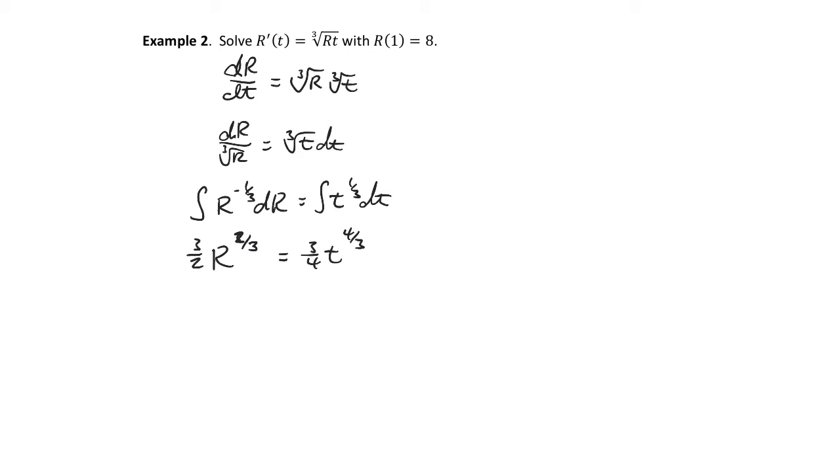Again, do not solve for r now, put your constant in. You can figure out what the constant is now, or you can solve for r now. I prefer to find the constant first. So I know that from the initial condition up here that if t is equal to 1, r will be 8. So we'll substitute these guys in. So I have 3/2 of 8 to the 2/3 equals 3/4 of 1 to the 4/3 plus c.